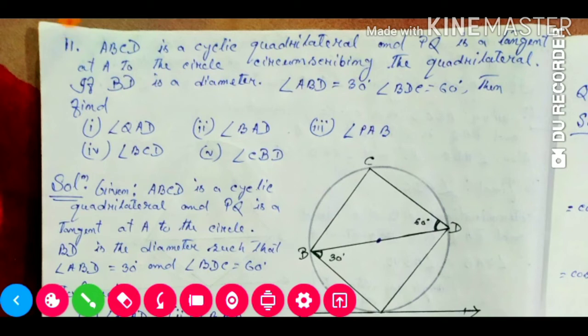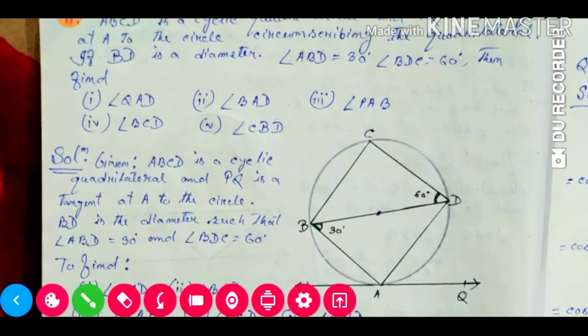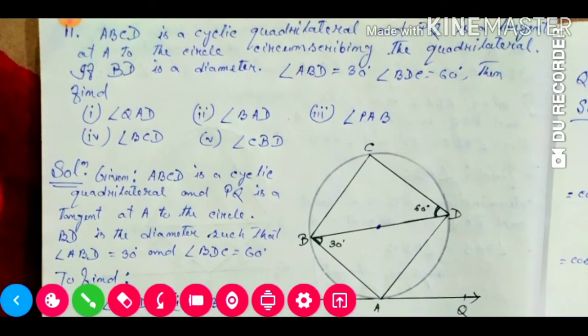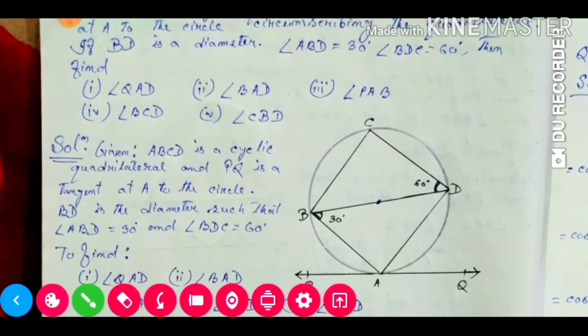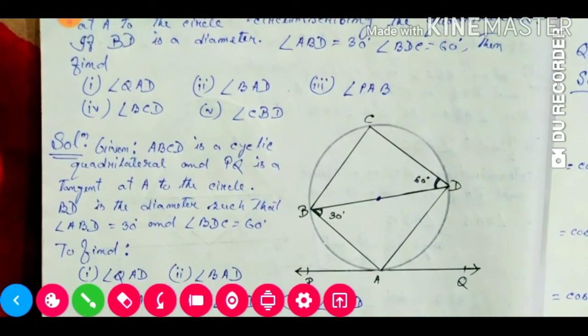ABCD is a cyclic quadrilateral and PQ is a tangent at A to the circle circumscribing the quadrilateral. BD is the diameter, angle ABD is equal to 30 degrees, and angle BDC is equal to 60 degrees. Then we need to find number 1, angle QAD.